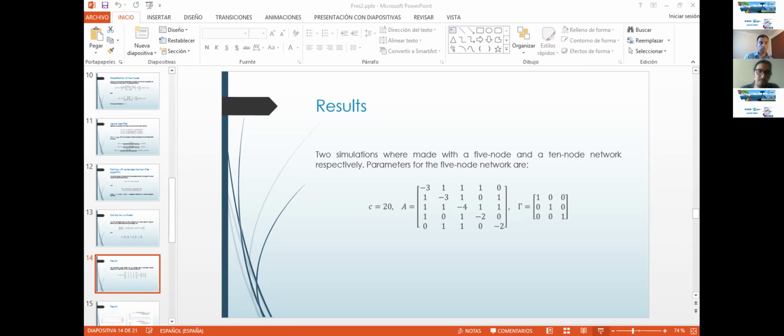We make another simulation with the 10-node matrix, and in this case we are treating only nodes 1 and 2.